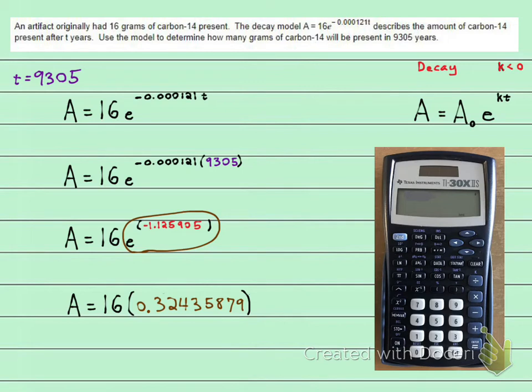Alright, and then I'm going to multiply 16 times 0.32435879, and I will get 5.189740637. Alright, and so we had 16 grams, so we're expecting this to be lower. It is lower, so that looks good to me. And they want us to round to the nearest whole number. Okay, so here's the whole number. I look to the right. That tells me that 5 stays the same. So my answer is going to be A equals 5.